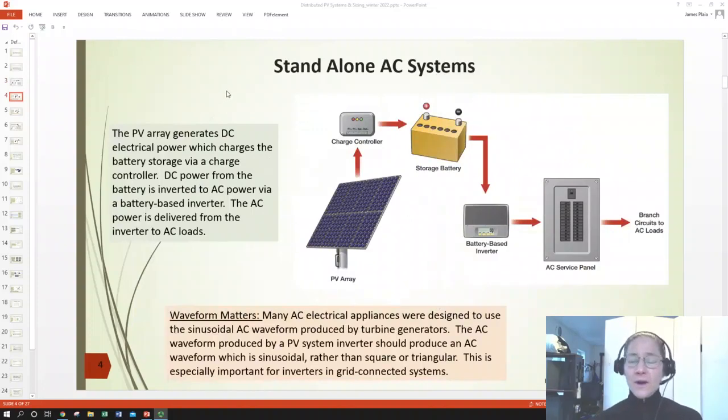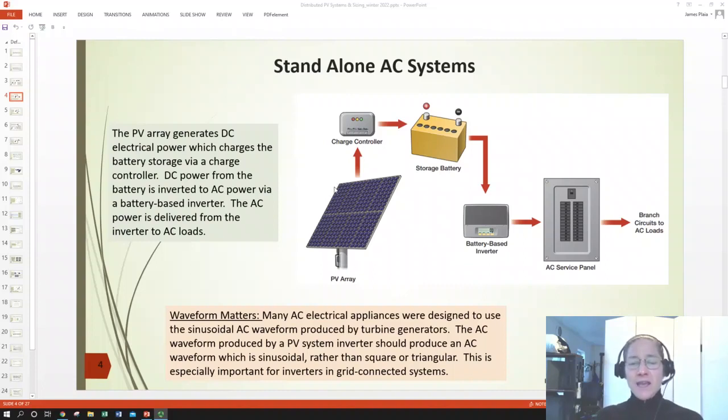Okay, what if we want to use standard appliances? If we go and buy any kind of electrical appliance, a refrigerator, a stove, most washing machines, almost anything we would purchase today for use in our homes or businesses is going to run on alternating current, and most of it will want a nice sinusoidal waveform alternating current, such as is produced by turbine generators, which power most of our utility systems. So in that case, no problem.